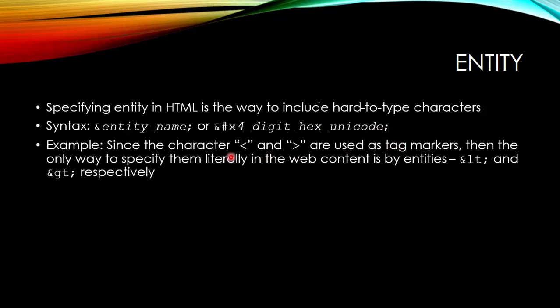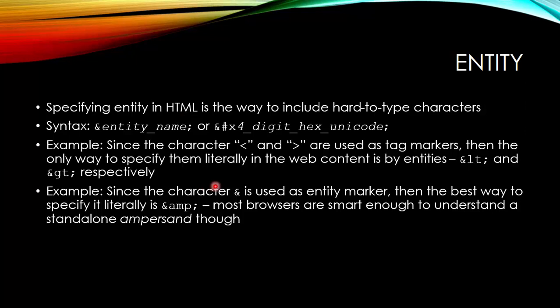So examples of entities are the characters less than or greater than. We cannot simply put less than in the HTML content because if we put less than or greater than, it will make the browser think that this is a tag. So what if we actually want to put these two symbols in our content? We need to use an entity. So the entity code for less than is ampersand LT semicolon. It follows the syntax. And greater than is ampersand GT semicolon. It follows the same entity syntax.